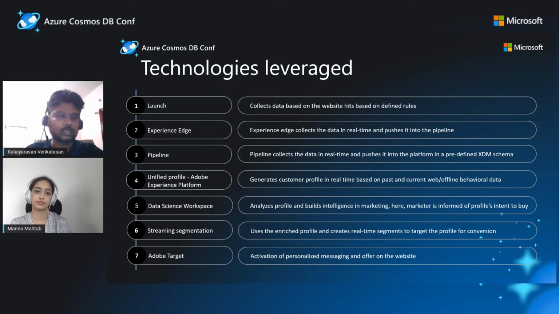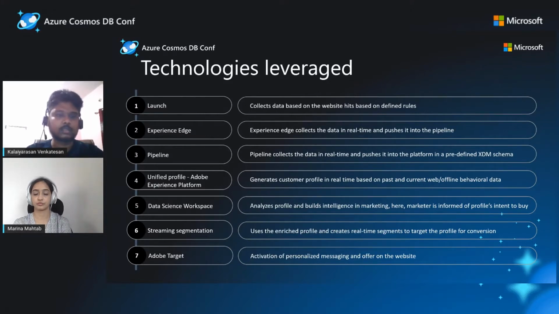It will collect data in XDM format and then push it to a unified profile, where the unified profile is our Cosmos DB, and all the web and offline data will be captured inside the unified profile, and then we get a 360 degree view of that particular data. Here, the data science workspace gives us an option to analyze the profile, and then we can build intelligence out of it, and the marketer can use it to know whether they will be buying or the intent to buy, all that information can be captured over there. And so we can build our own model and export as well. So that way it is.